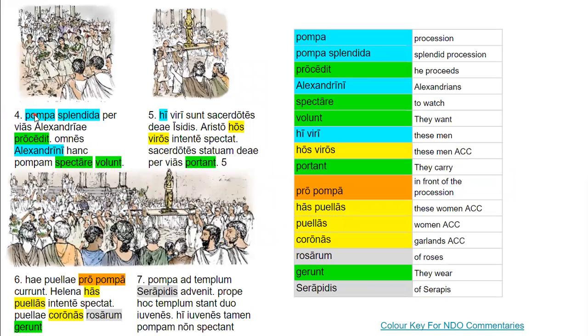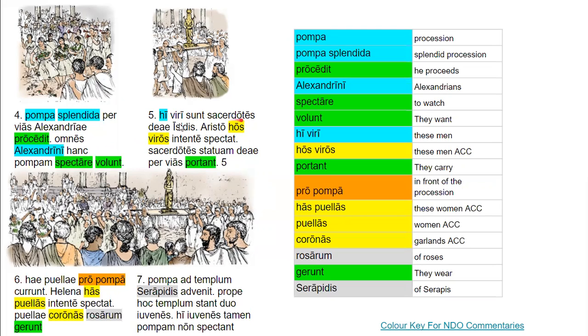All right. Now, pompa splendida per vias Alexandriae procedit. A splendid, a wonderful, an amazing procession is proceeding through the streets, per vias Alexandriae, of Alexandria. So that's a genitive. Omnes Alexandrini hanc pompam spectare volunt. All the Alexandrians want to watch this parade, this procession. All right, so omnes and Alexandrini are going together. Hanc is modifying pompam. Volunt is taking a complementary infinitive because it's from volo.